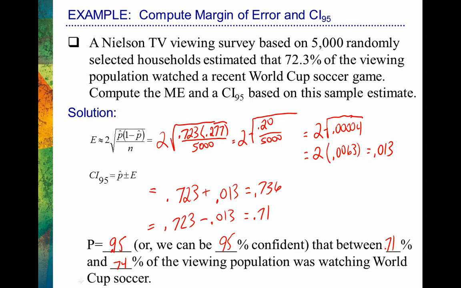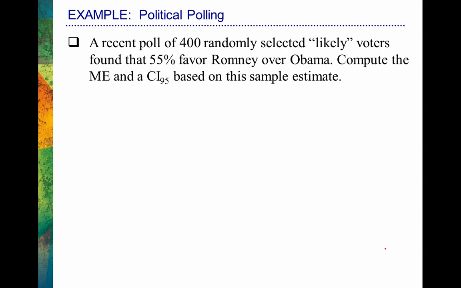All right. Let's look at another example. This next example has to do with political polling and the most recent presidential election that we had. A recent poll of 400 randomly selected likely voters found that 55% favor Romney over Obama. Compute the margin of error and a 95% confidence interval based on this sample. So this was just one poll that was conducted back during the election time. We're going to compute our margin of error, and once we find that margin of error, we're going to stick it into our formula for computing a 95% confidence interval.